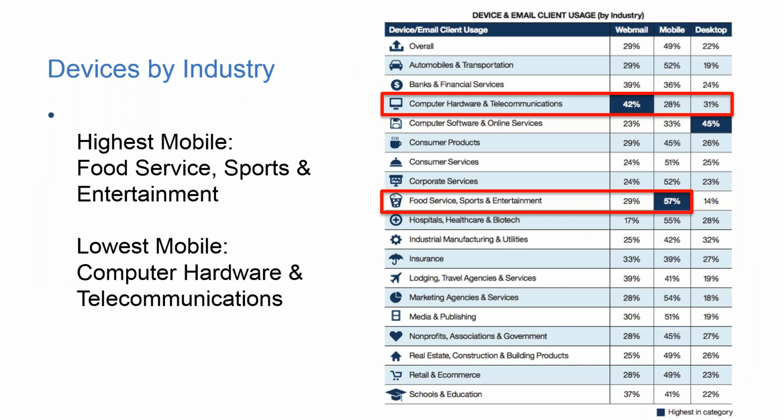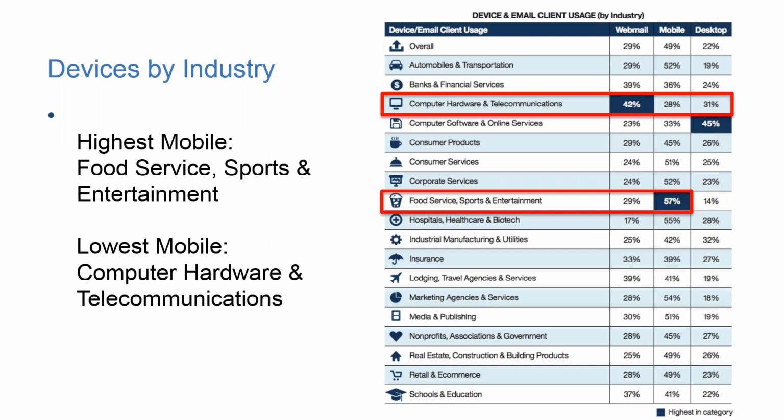So when you look at the breakout by industry, you can see that food service, sports, and entertainment came in the highest, and this is across regions. By industry, they came at a higher mobile readership than the other industries. And then on the low end, you had computer hardware and telecommunications. So you can see how these numbers vary. It's very easy to envision how and where people check their emails based on the industry, and certainly you can imagine that that's going to be applicable from a B2B versus B2C perspective.